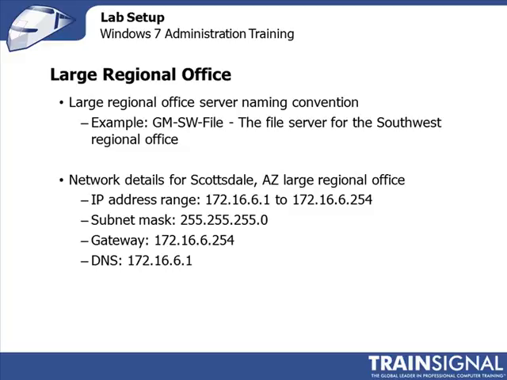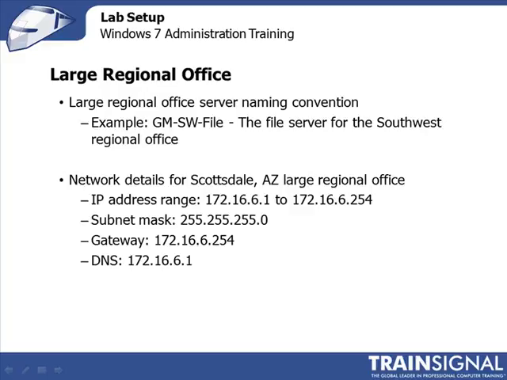For large regional offices, the naming convention is as such. For the Southwest Regional Office file server, we have GlobalMantix-Southwest-File. Each large regional office has its own 2-digit code. Network details for the Scottsdale, Arizona large regional office are almost identical to the ones for headquarters, except they're using the .6.1 through .6.254 IP address range rather than the .5.1 through 5.254.